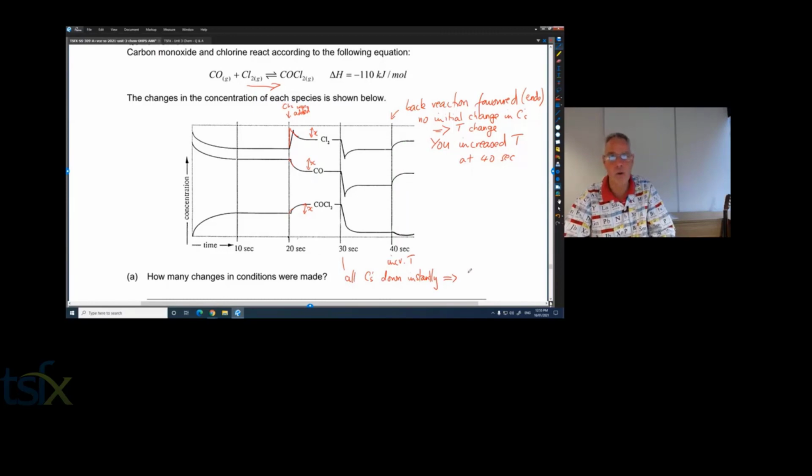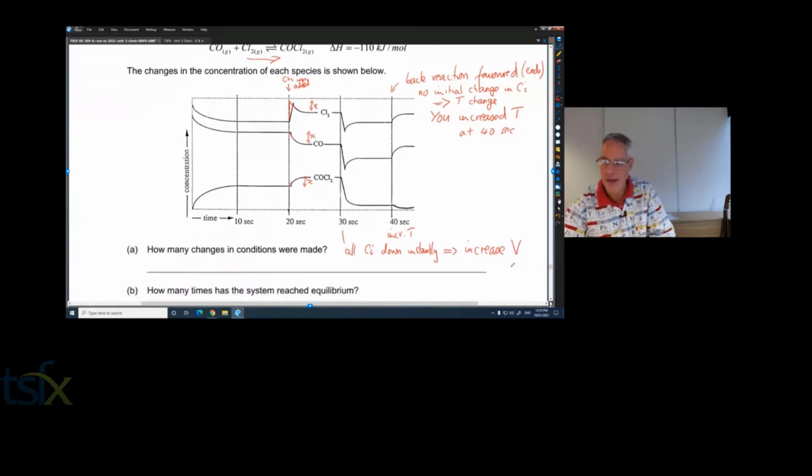There's only one way all of them could go down. You could theoretically have just taken out bits and pieces, but it's much easier for all of them to go down if you increase the volume. Now just check that the directions are right. If you increase the volume, that would decrease the pressure. The system tries to increase pressure.